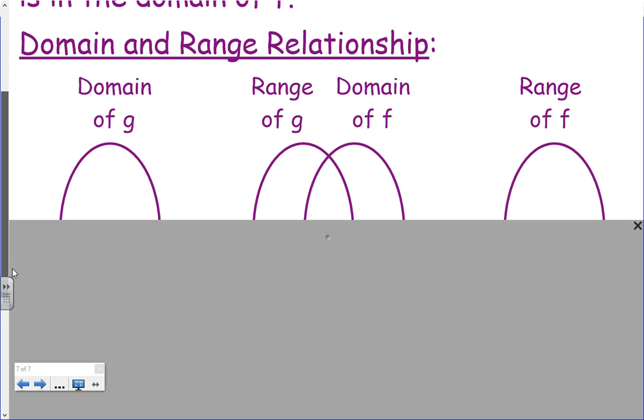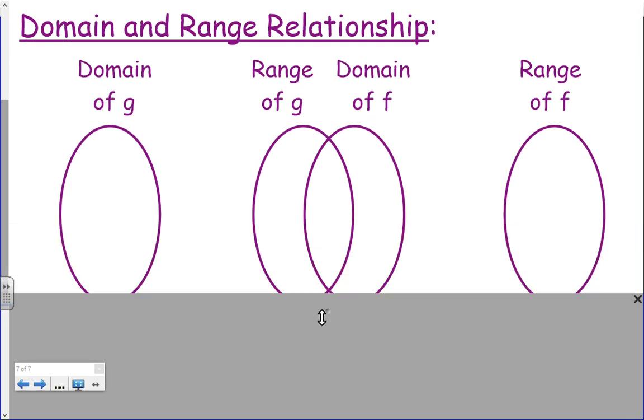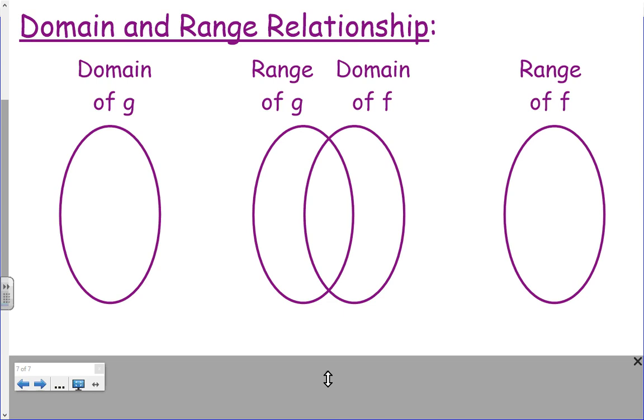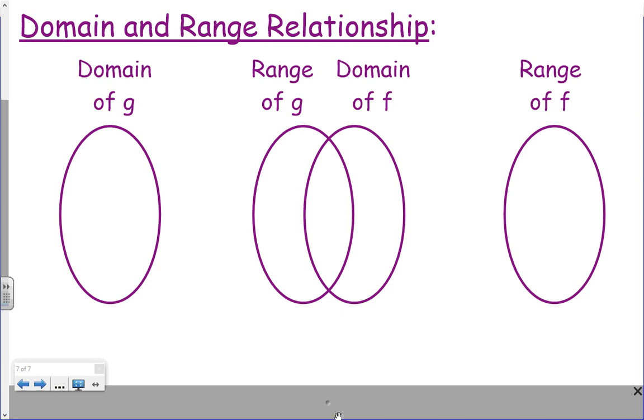Visually, we can represent it this way. Let's suppose that these circles or ovals represent the domains and ranges of my two functions. I've got the domain of function g on the left, and then the range of function g in the middle. And then I've got the domain of function f there in the middle as well, and the range of function f over on the right. In the middle, there are some points that these two share. These ovals represent all of the values that correspond to the domains or ranges of those particular functions.